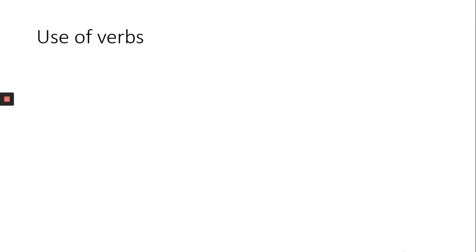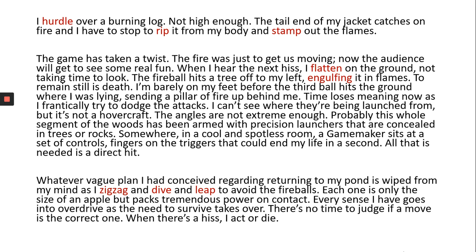First of all, I want to look at her use of verbs. I want to look at the way that she uses those words to describe action and to create a vivid description of Katniss. So we've got words such as hurdle, rip, stamp, flatten, engulfing, zigzag, dive, leap. They are very energetic and almost frantic words, which really help to build this picture that she is in great danger. These are all very carefully selected words.